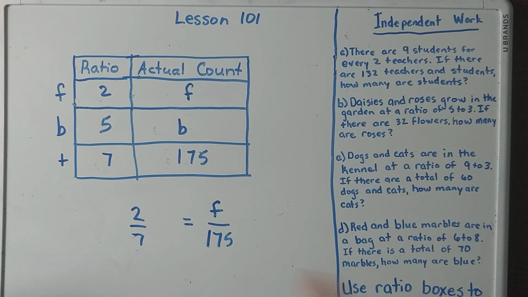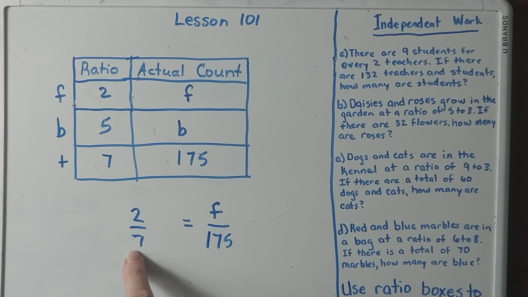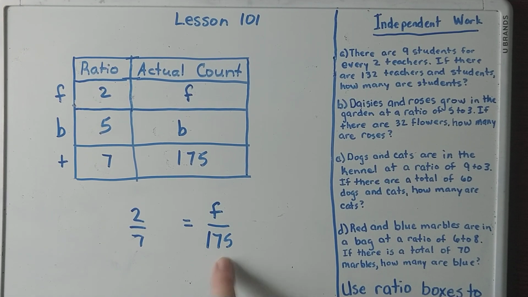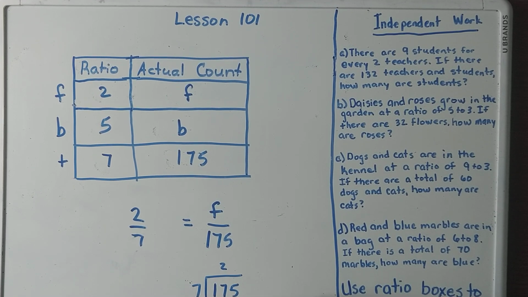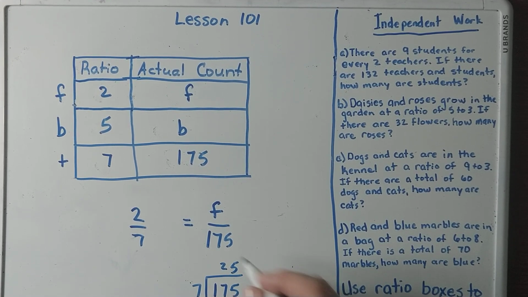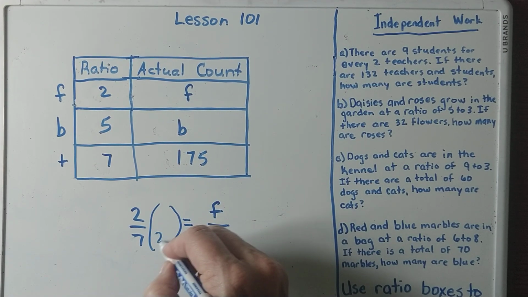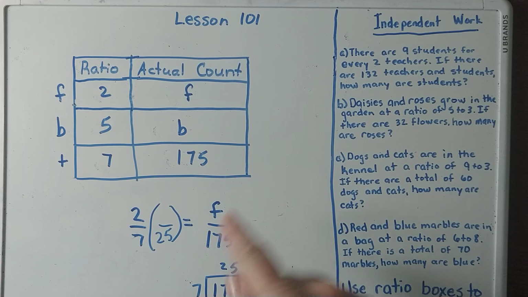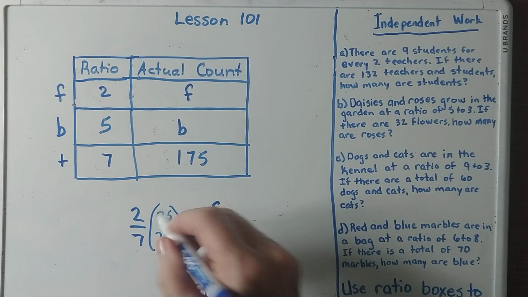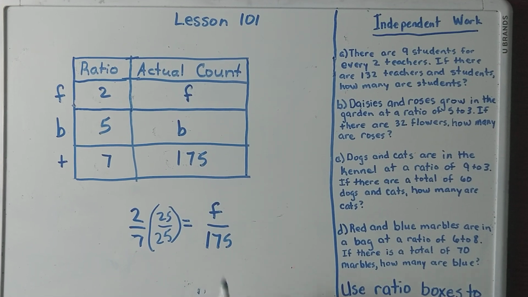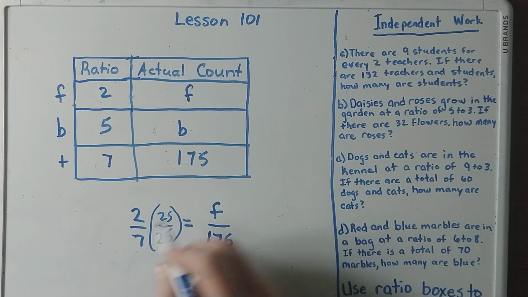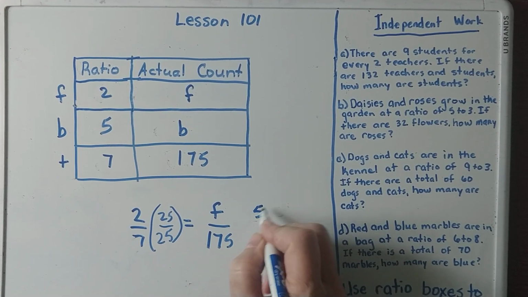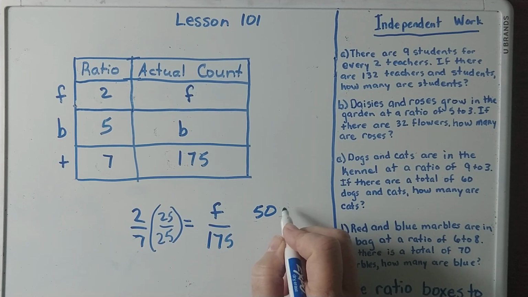Okay, so what do we multiply 7 by to get 175? Well, we can go ahead and divide that. It's 25. So 7 times 25 is 175. So if we're multiplying the bottom by 25, we have to multiply the top by 25. Okay, so 2 times 25 is what? So there are 50 football players.